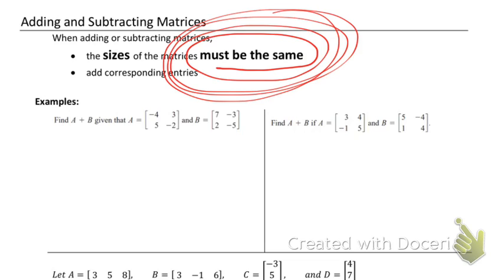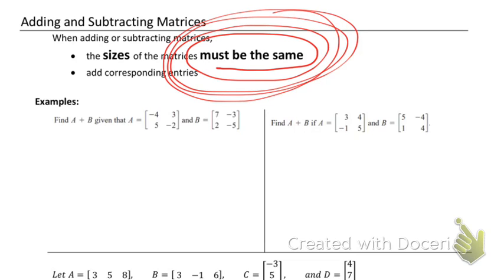The sizes must be the same. The sizes of the two matrices you're adding or subtracting must be the same exact size. So if one is a 2 by 2, the other one needs to be a 2 by 2. If it's a 3 by 3, the other one's a 3 by 3. If they aren't the same size, then you tell me I can't add them.